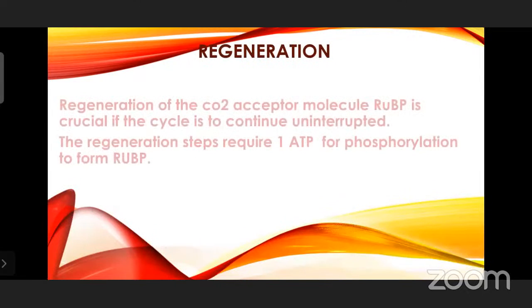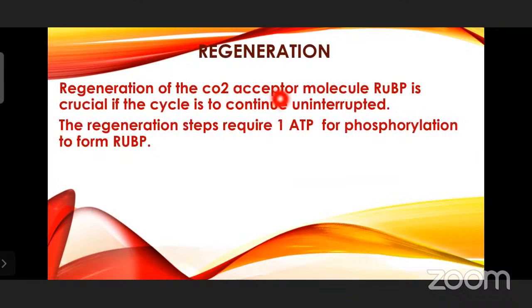Regeneration, this is most important. Regeneration of the carbon dioxide acceptor molecule RuBP is crucial in the cycle. If the cycle is to continue uninterrupted, cycles are going to take place again and again, and RuBP must be regenerated. The regeneration steps require 1 ATP for phosphorylation to form RuBP. So for 6 molecules of RuBP, 6 ATPs will be utilized.